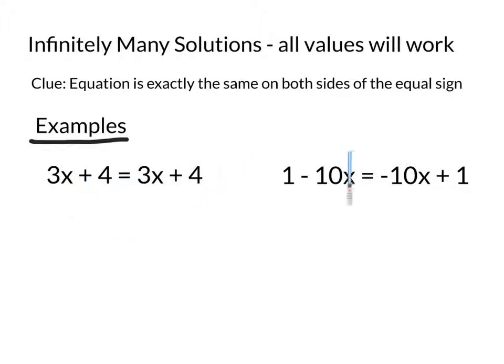What about this one? 1 minus 10x equals negative 10x plus 1. Although these look a little different, all we did here was switch the 1 and the minus 10x. So instead of having the minus 10x here, we have minus 10x here, or negative 10x. Instead of having the 1 here, the positive 1, we have plus 1 here. So all those terms did was switch, but they're still exactly the same. So 1 minus 10x will always equal negative 10x plus 1. This one is also an example of infinitely many solutions.